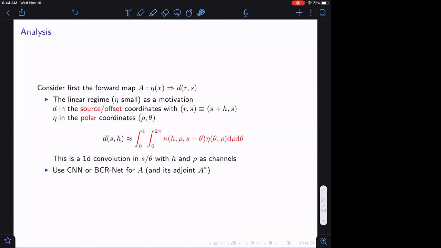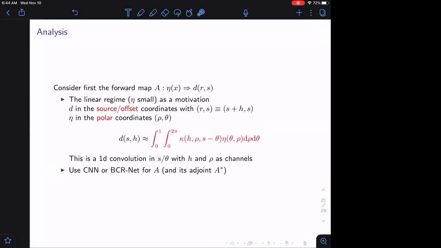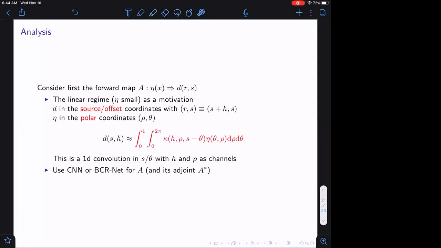What turns out is that, due to the rotation symmetry of this problem, the problem becomes much easier if you look at a slightly perturbed parametrization. So recall the data D itself is my boundary measurement, parameterized by R and S.